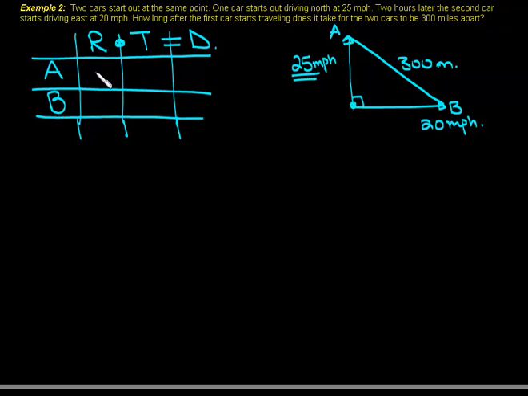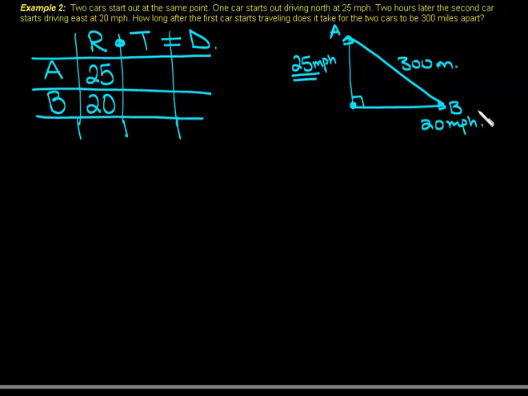This is the rate, or speed, column for the two cars. This is car A, so this is 25. And car B was traveling at 20 miles per hour, so we know that. Now let's take a look at the time. We don't know the time of either car, but we do know one thing. Car B started 2 hours later.